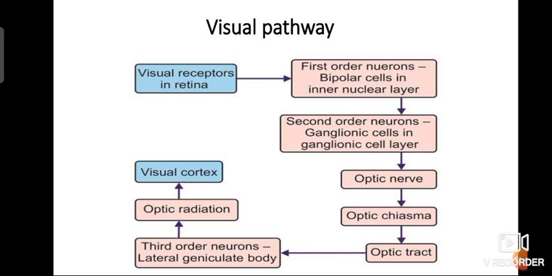Now the visual pathway. Visual signals from the visual receptor in the retina go to the bipolar cell, and from the bipolar cell to the ganglion cell, and the signals from the ganglion cell go to the optic nerve and to the optic chiasma, and then the optic tract, the lateral geniculate body, the optic radiation, and lastly to the visual cortex.